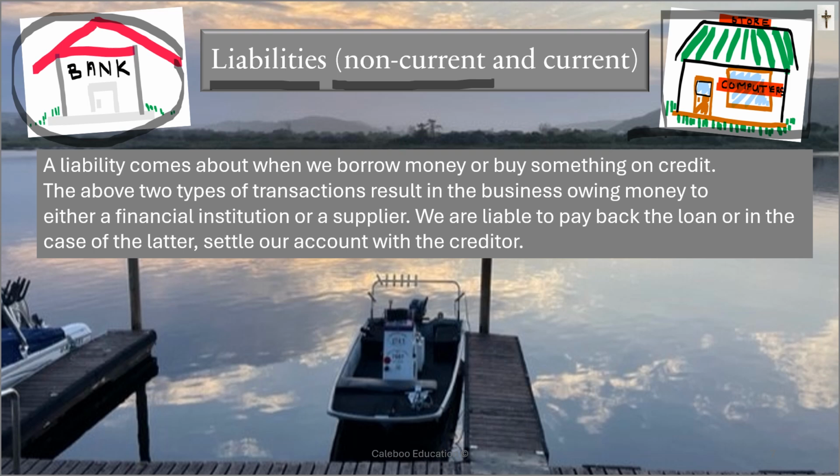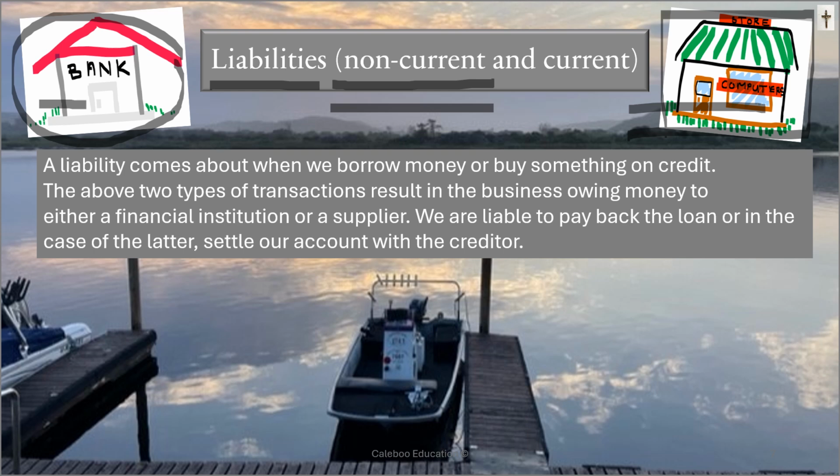So we've got credit from the bank: lend money now, pay back later. We've got credit from a supplier: get the goods that we need to sell now, pay them back over time. But this results in us having liabilities, and they could be non-current, which is a long-term liability.